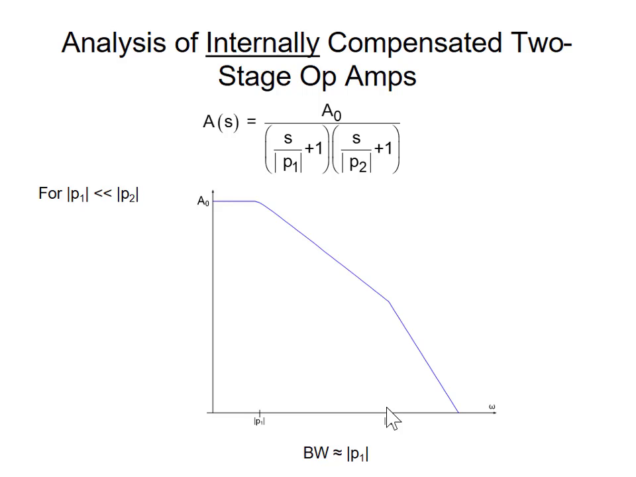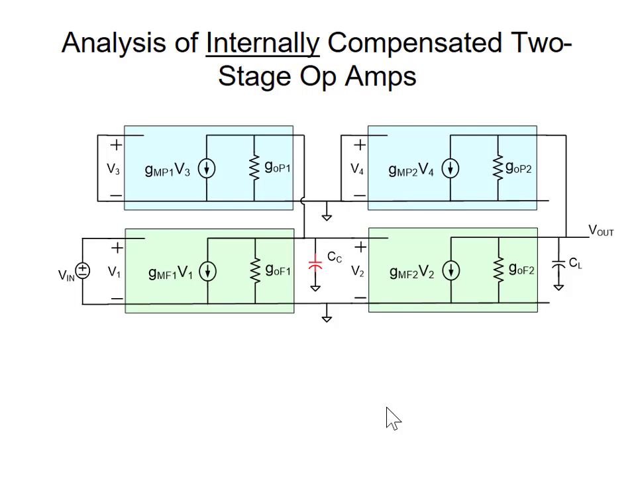So, if you have an internally compensated op amp, and we have no zeros present, then we have two poles. I'm assuming that P1 is the dominant pole, the lowest frequency pole, and P2 is the higher frequency pole. Of course, the bandwidth is P1. So I want to analyze the internally compensated two-stage op amp. I can put in a model for the first stage, the quarter circuit, the counterpart circuit. Put in a model for the second stage, the quarter circuit, the counterpart circuit. Put on the compensation capacitor, and I've got a circuit I can analyze.